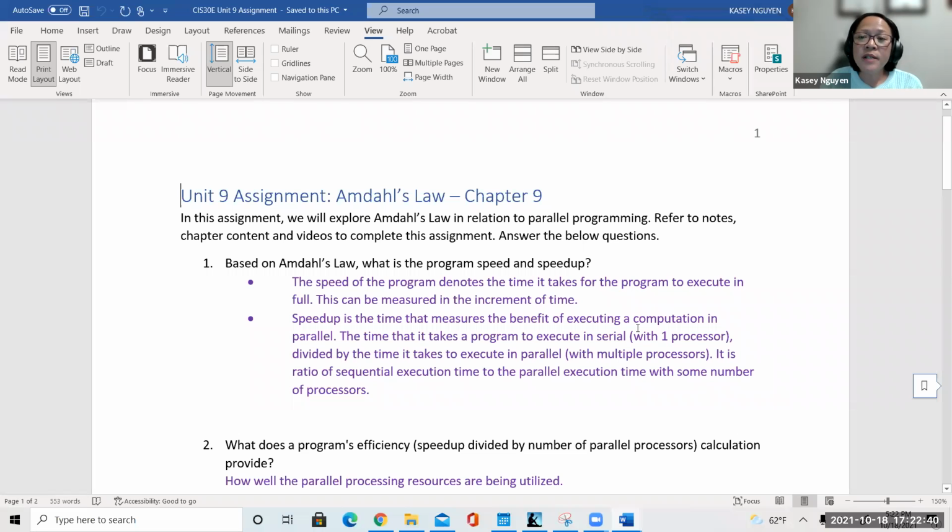So any question with this? Keep in mind that when we calculate the value for speedup, it is just the outcome. It's a way that we can measure how that program would do executing in parallel.